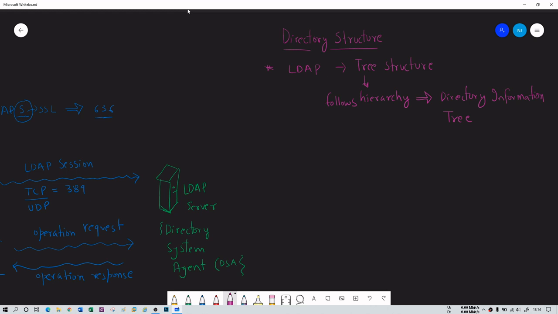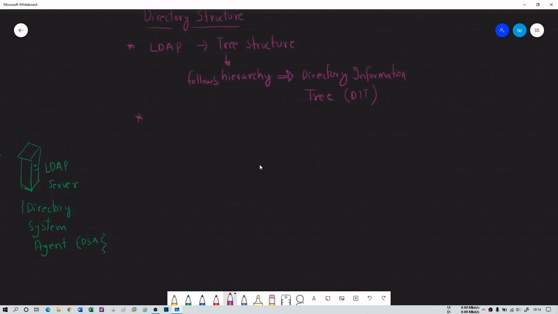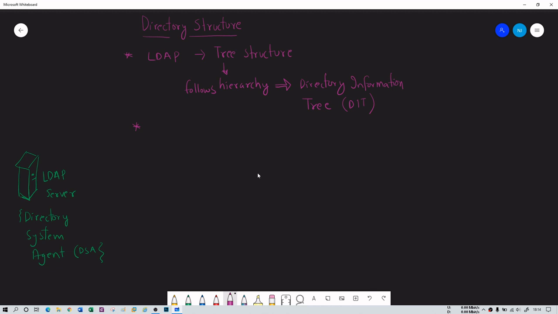It follows a tree structure, and the tree has a hierarchy, and this hierarchy is known as directory information tree, which is known as DIT. All right. Now, whatever entries are there in this directory structure, we call them objects. If this is one entry, then this is another entry, and this is another entry, likewise. All entries are cumulatively called objects. So if I am there in the tree, then I am going to be called an object.